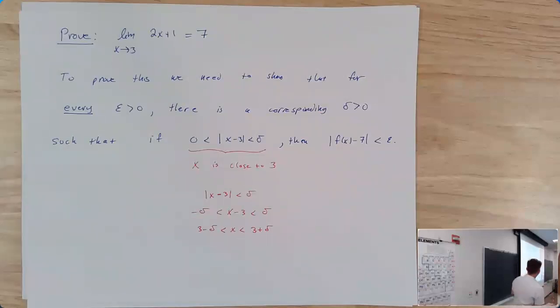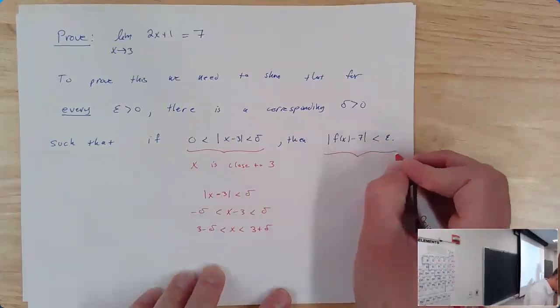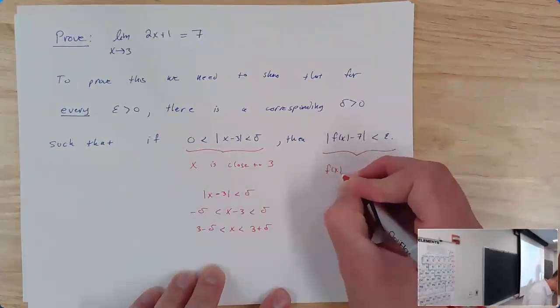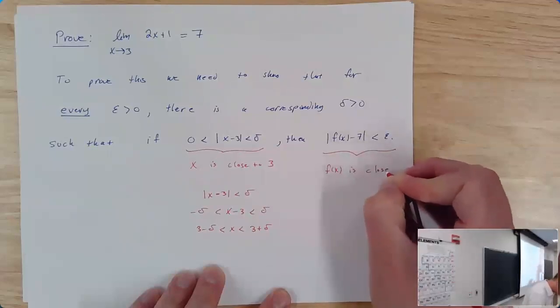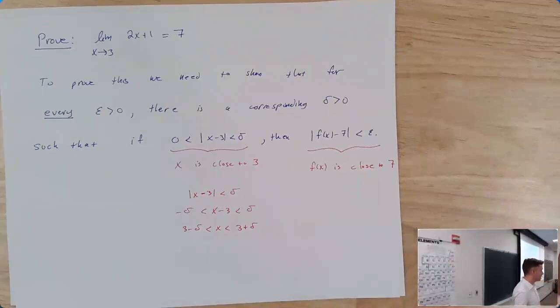So we're saying that if |x − 3| is less than whatever delta needs to be, then |f(x) − 7| is less than whatever epsilon was decided to be. So to complete this, all this says is that f of x is close to 7. That's what those statements say.